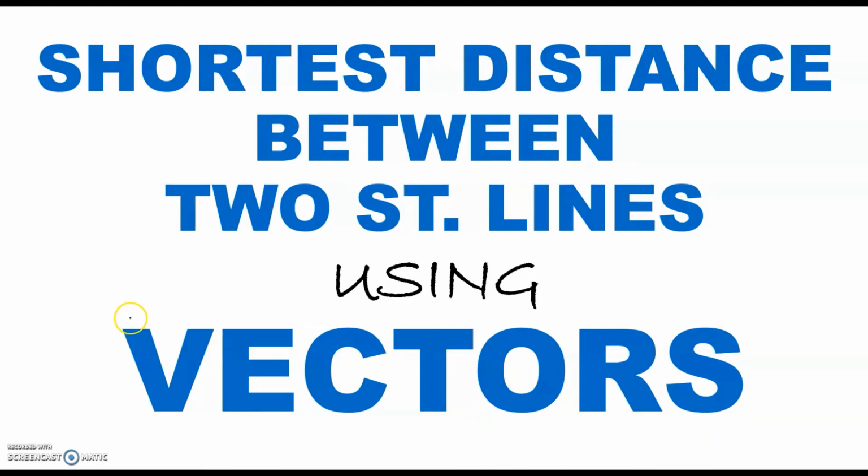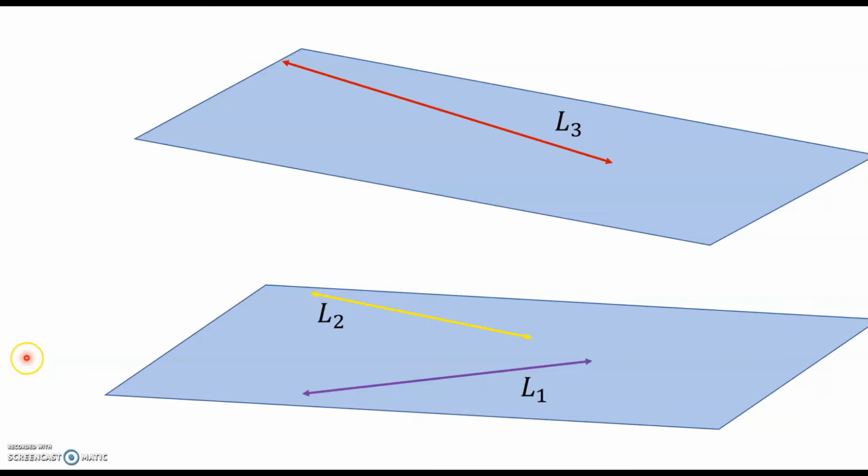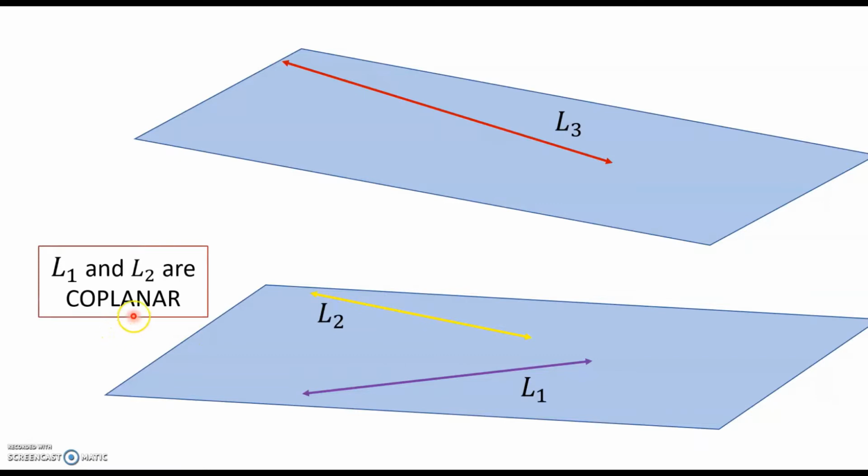Finding the shortest distance between two straight lines using vector algebra is the objective of this video. Let's consider line 1, line 2 and line 3 as you can see in this image here. Now we can see that lines L1 and L2 are in one plane. So lines L1 and L2 are called coplanar because they are in the same plane.